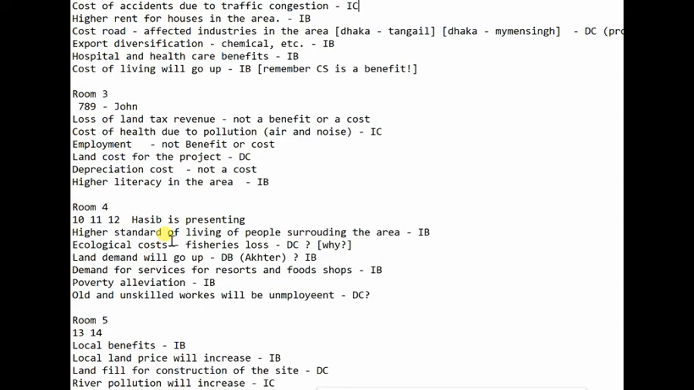Land demand will go up. It's not a direct benefit. Akhtar said it's actually going to be an indirect benefit. So land demand will create benefit, surplus, not the demand itself, and that will be an indirect benefit. Demand for services and resources is obviously an indirect benefit. Poverty alleviation is an indirect benefit. Old skill, people losing their job, again, BEZA has nothing to do with it. It's an indirect cost, not a direct cost.